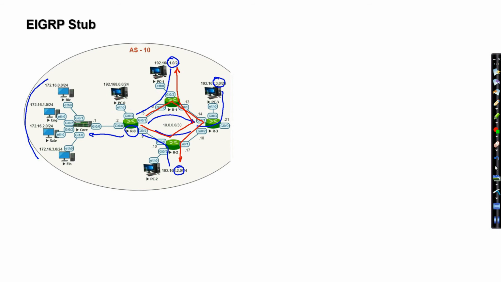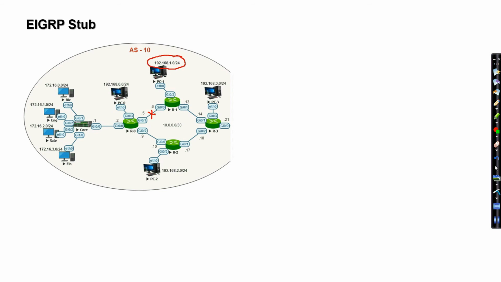Let's clean this up. Somehow during normal operation, the path between router 0 and router 1 just went down. We'll be focused on 192.168.1.0, as router 0 will lose a path to this network. Router 0 will immediately look in its topology table and find that it does not have a feasible successor, or a backup path, to the 1.0 network.